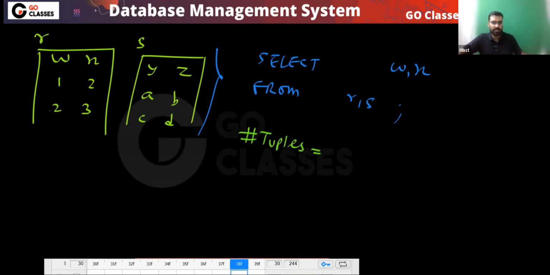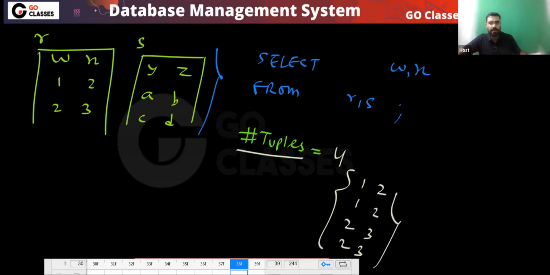Tell me the number of tuples. In this situation, if I don't have any DISTINCT, I will have a total of 4 tuples, and those 4 tuples will be like this: (1, 2), (1, 2), (2, 3), (2, 3). Agree? Correct? So you can notice this repetition will happen.